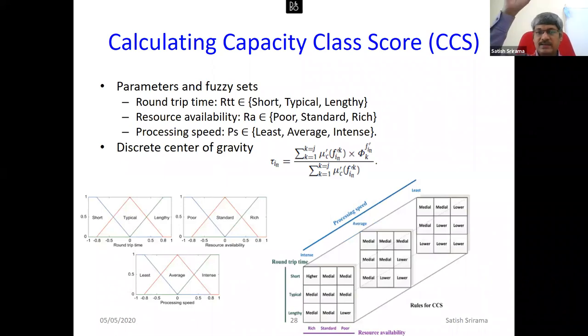And you can also calculate this capacity class score for the different fog nodes. For them, round trip time is critical, how far the fog node is. Resource availability is critical. If it is already very loaded, there is no point in offloading another task and making it busy. Processing speed also matters. So you can calculate this capacity score using that.